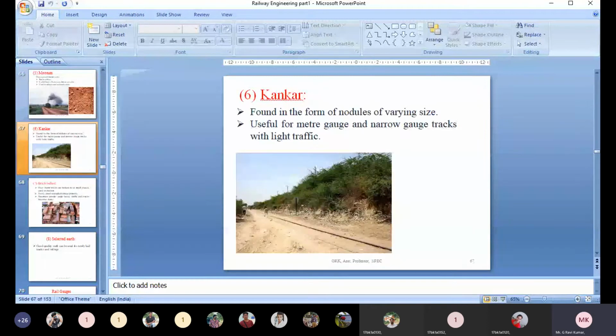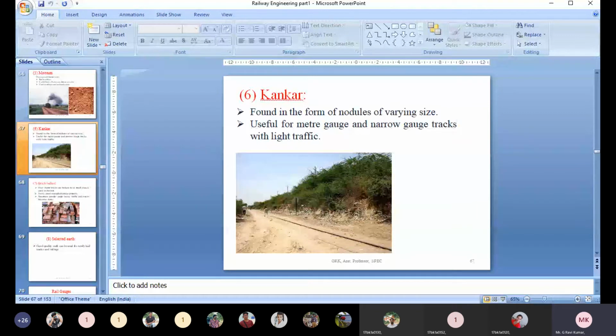Next one is the Kankar. We know Kankar is available everywhere in India. It means most of the places Kankar is available in India. And Kankar is a nodule type particle. Like a nodule type particle, a particle which may be irregular in shape or regular in shape, but somewhat about to make circular. Understand? So such particles are called nodule particles.